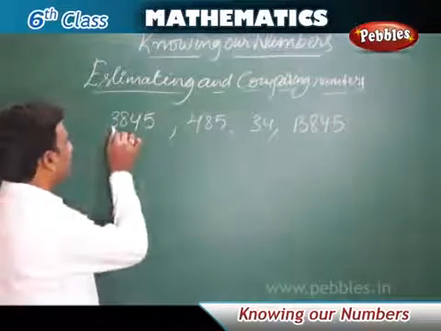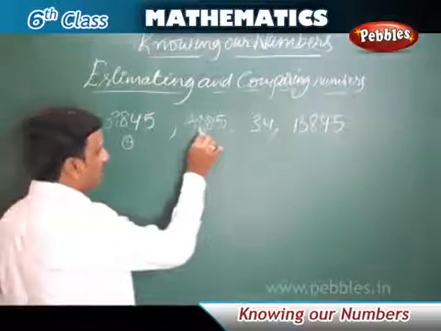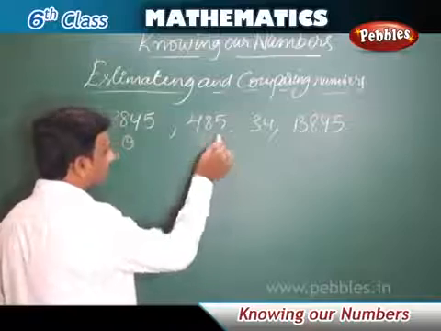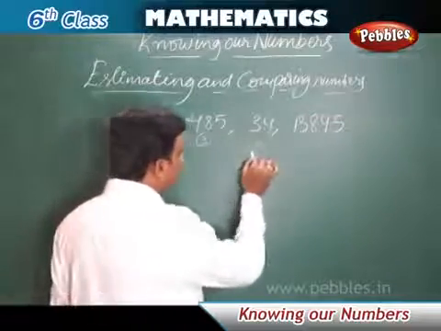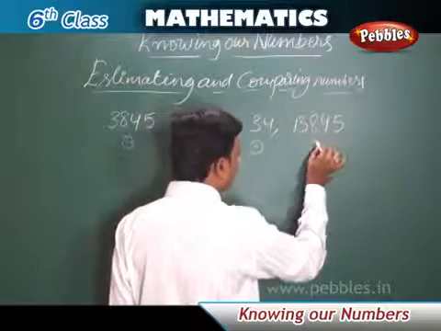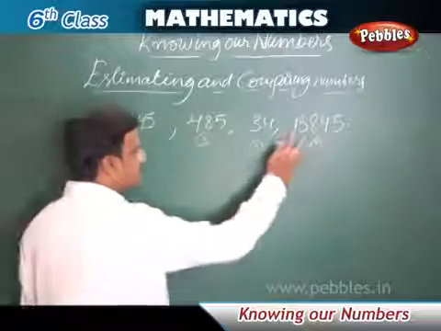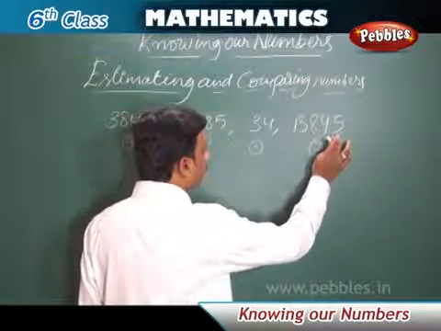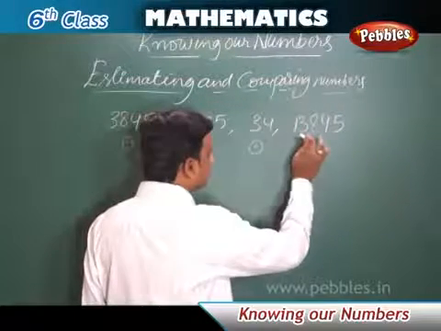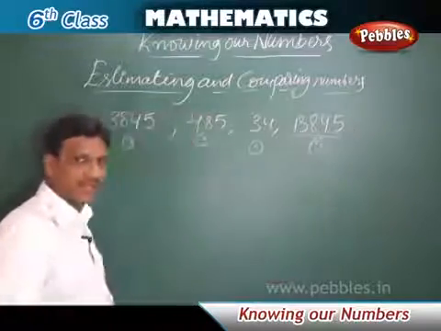See this number: 1, 2, 3, 4. It has got 4 digits. And 1, 2, 3. It has got 3 digits. And 1, 2. This number has got 2 digits. And 1, 2, 3, 4, 5 digits. So among these numbers, 13,845 is having 5 digits in it.